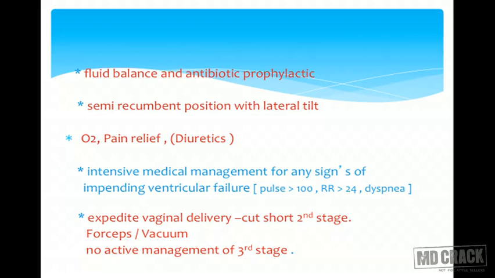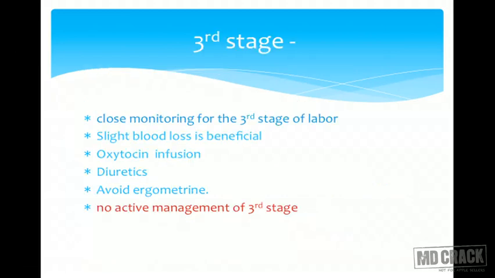And the most important thing, which we routinely do, that is injection methergine, is totally contraindicated in heart disease patients, because methergine will cause sudden retraction of the uterus and there would be sudden autotransfusion. That means the blood would be going into the circulation suddenly. So no active management with methergine for cardiac disease in the third stage. Third stage, close monitoring is required.